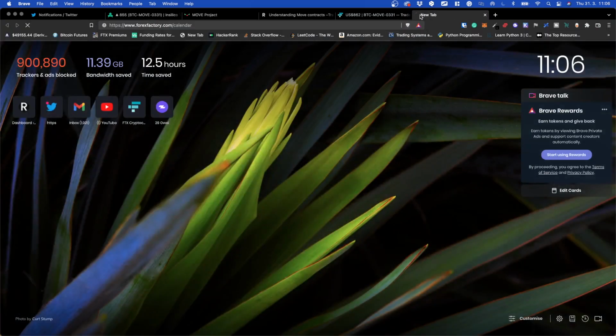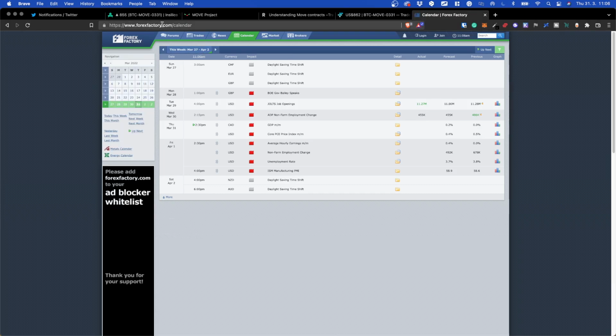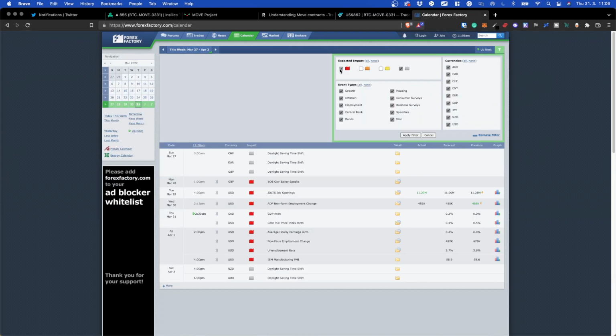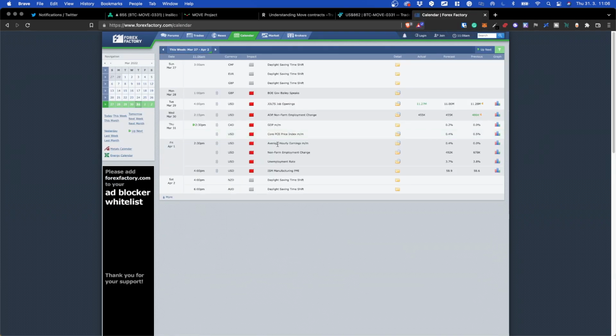So the first thing you want to do is go to the Forex Factory calendar. You will filter for the high impact news, and the news you care about is the NFP, the non-farm payroll, which is this Friday. Actually, it's tomorrow. Also the CPI, which is the inflation, and then the FOMC. These are the three news events you are going to be paying attention to when it comes to going long the MOVE contract.